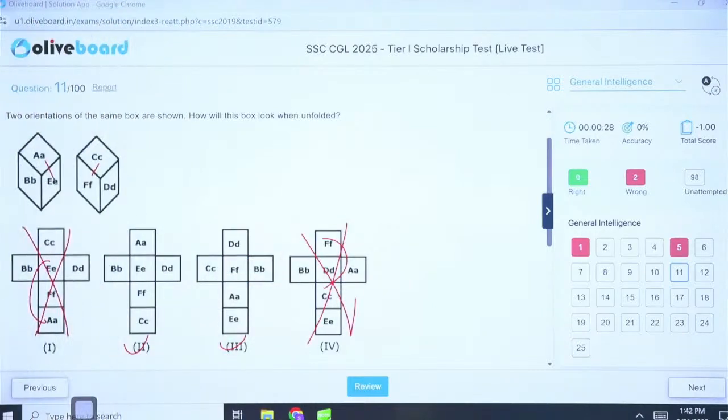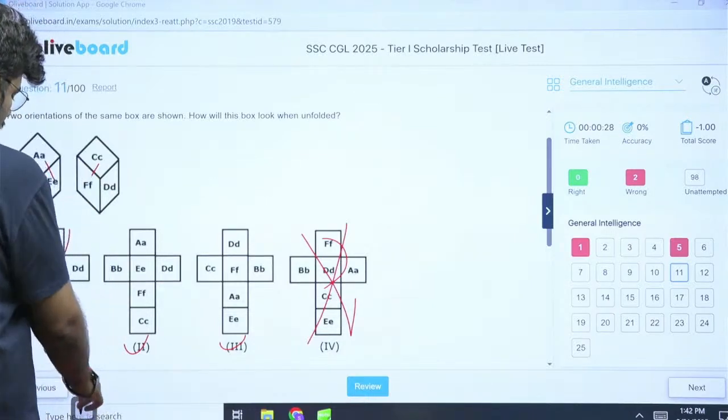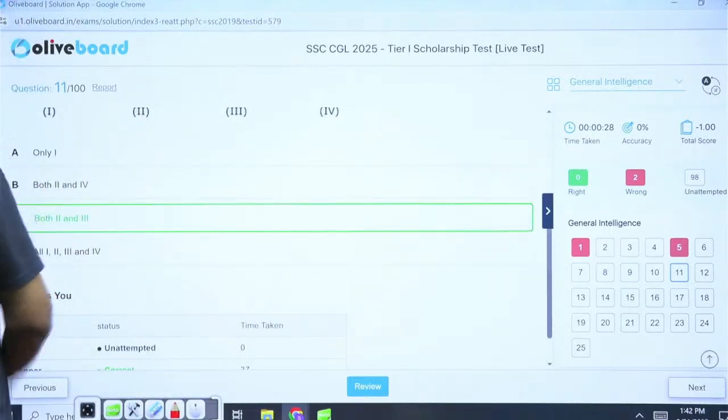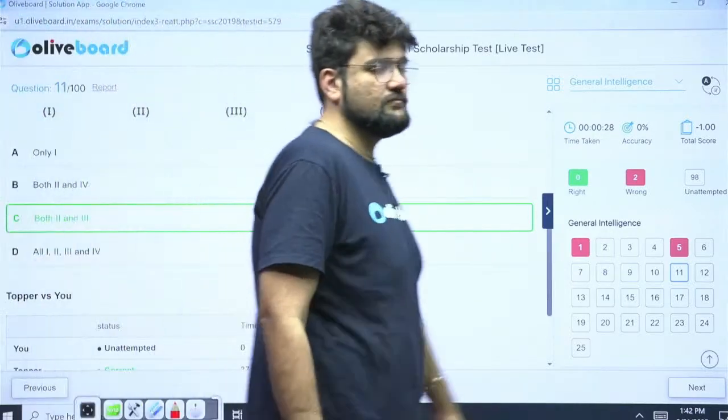Let's just check. D and A, one face from here. F and E, one face from here. And C and B, one face from here. This is possible. B and D, one face from here. A and F, one face from here. E and C, one face from here. So 2 and 3 are possibilities which can be formed. So this makes option C as the right answer.